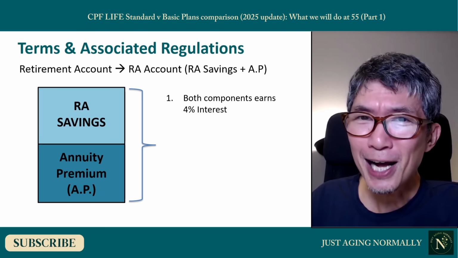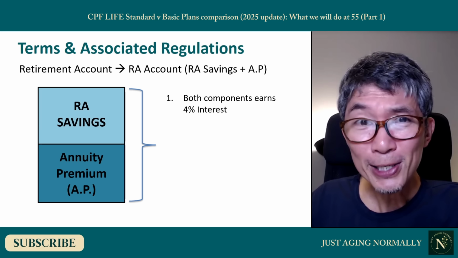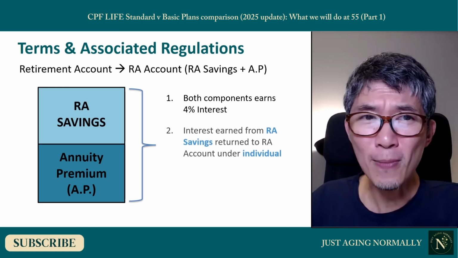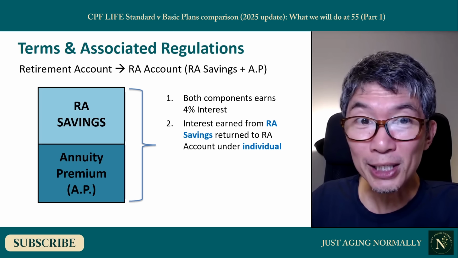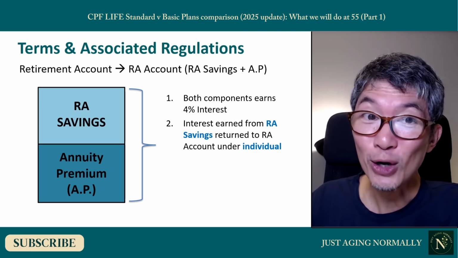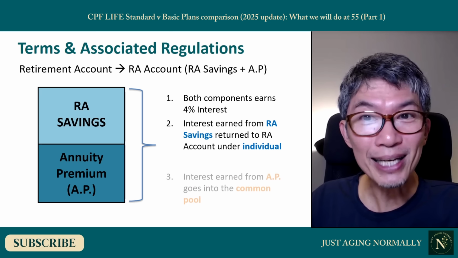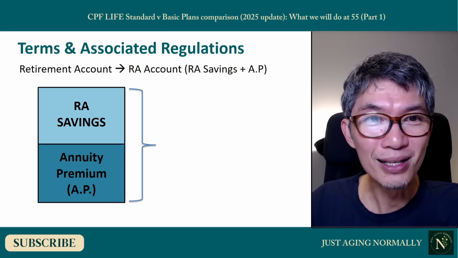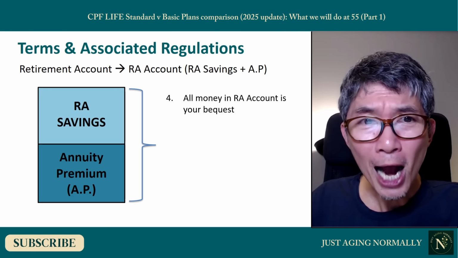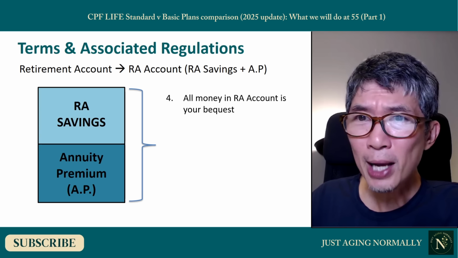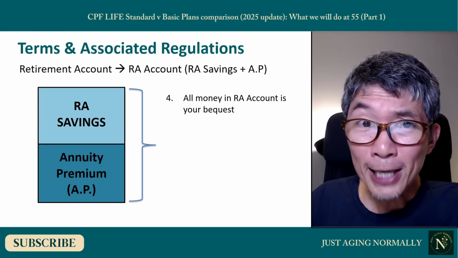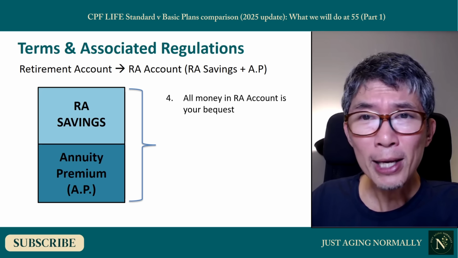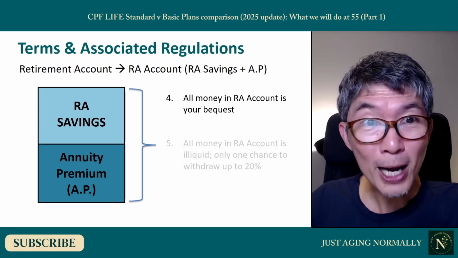Number 3, the critical difference between the two is that the interest earned from RA savings is returned to the RA account under your individual name. The interest earned from AP, on the other hand, goes into the common pool. Number 4, you add RA savings and AP, you get the total amount in your RA account. This amount, by the way, is your bequest after you pass on.